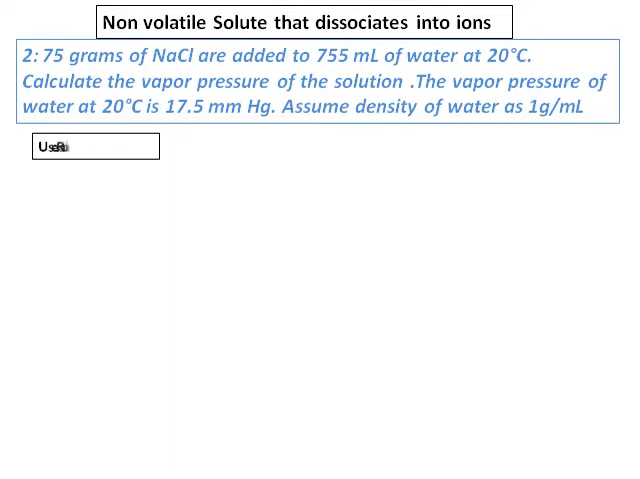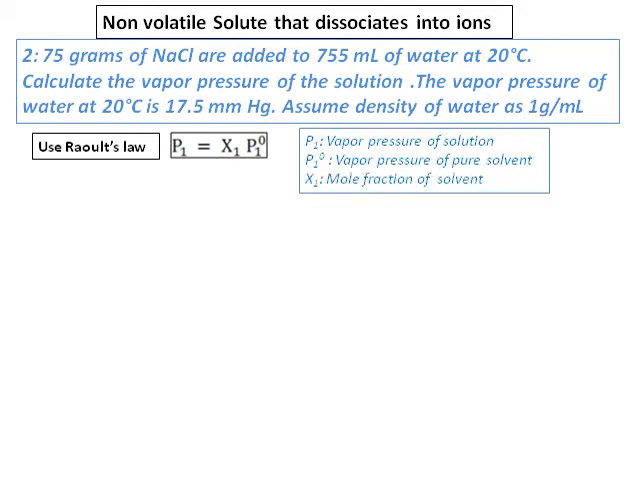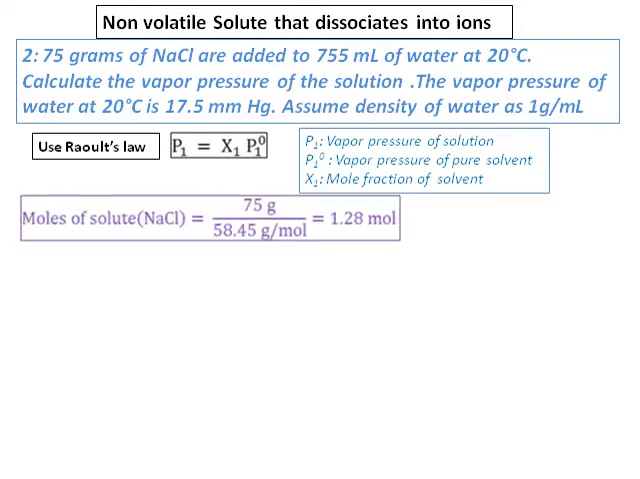So we'll start with Raoult's law, which as we know is P1 equals X1 P10. P10 is given and P1 has to be calculated. X1, the mole fraction of the solvent, has to be calculated. In order to calculate the mole fraction of the solvent, we will start with the moles of the solute. Moles of the solute, sodium chloride, is equal to 75 grams divided by 58.45, the molar mass of sodium chloride.